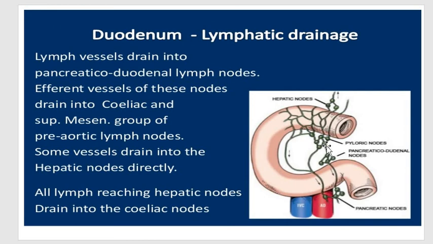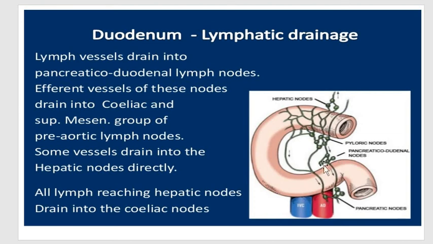Now what is the lymphatic drainage of duodenum? These are a few along the concavity of duodenum. Now you will see there are pancreatico-duodenal lymph nodes present. The lymph vessels drain into these pancreatico-duodenal nodes. From the pancreatico-duodenal nodes, a few efferent vessels start and drain into the celiac lymph nodes. Okay, these are hepatic lymph nodes situated just below the liver. These are pyloric lymph nodes situated along the pyloric area. And these are pancreatico-duodenal lymph nodes.